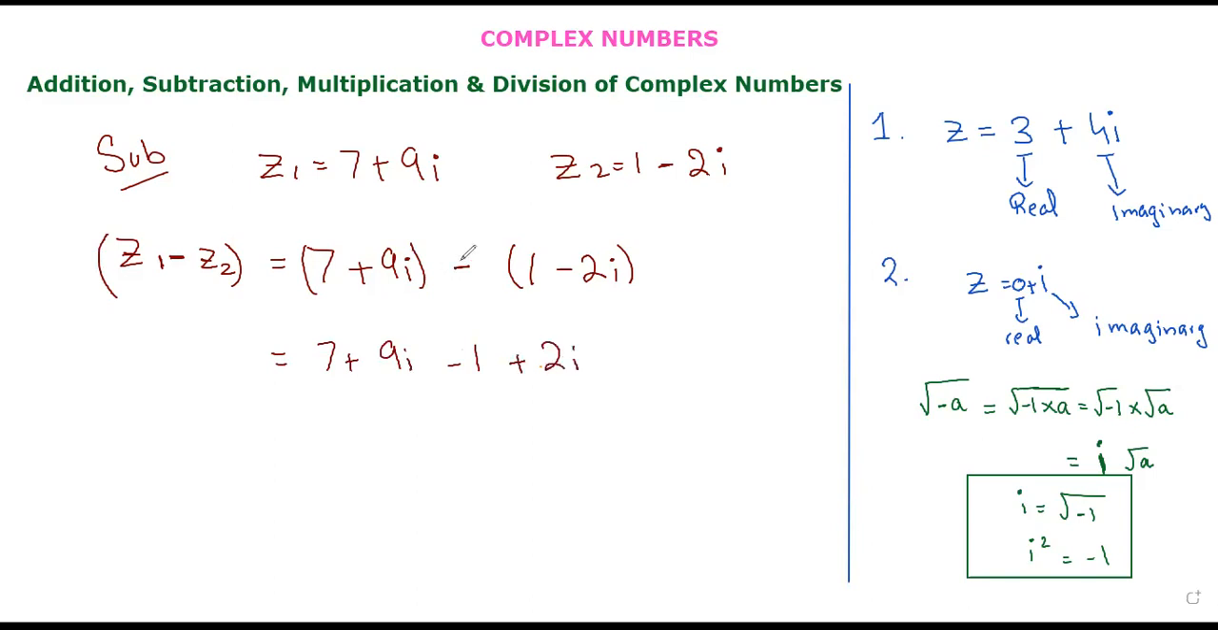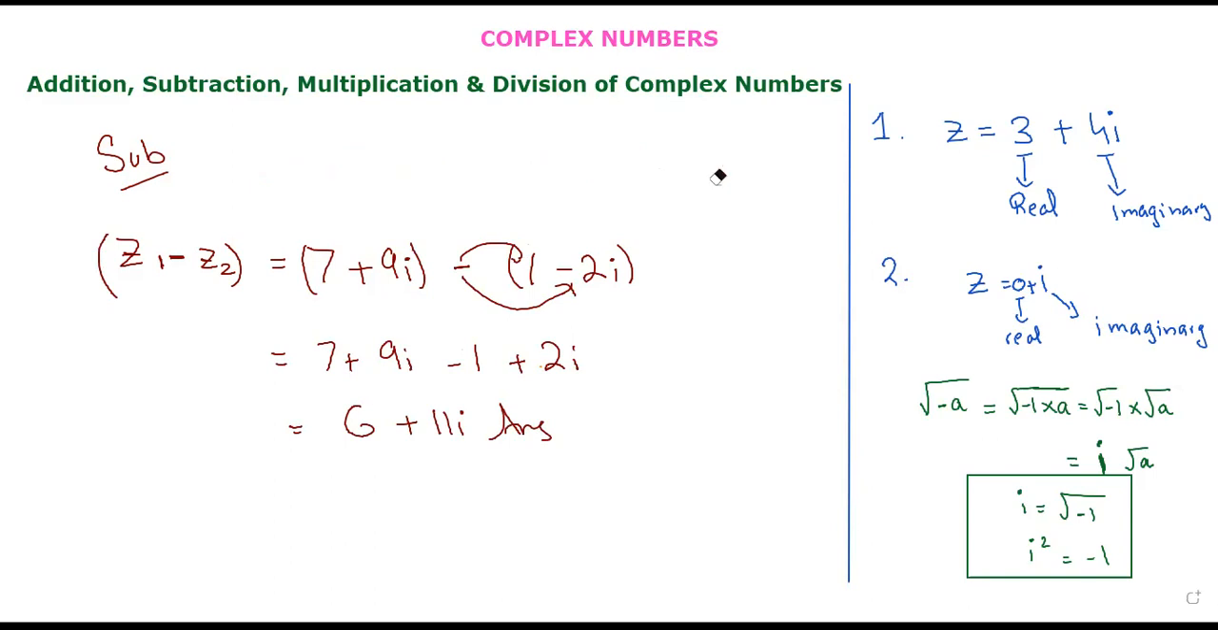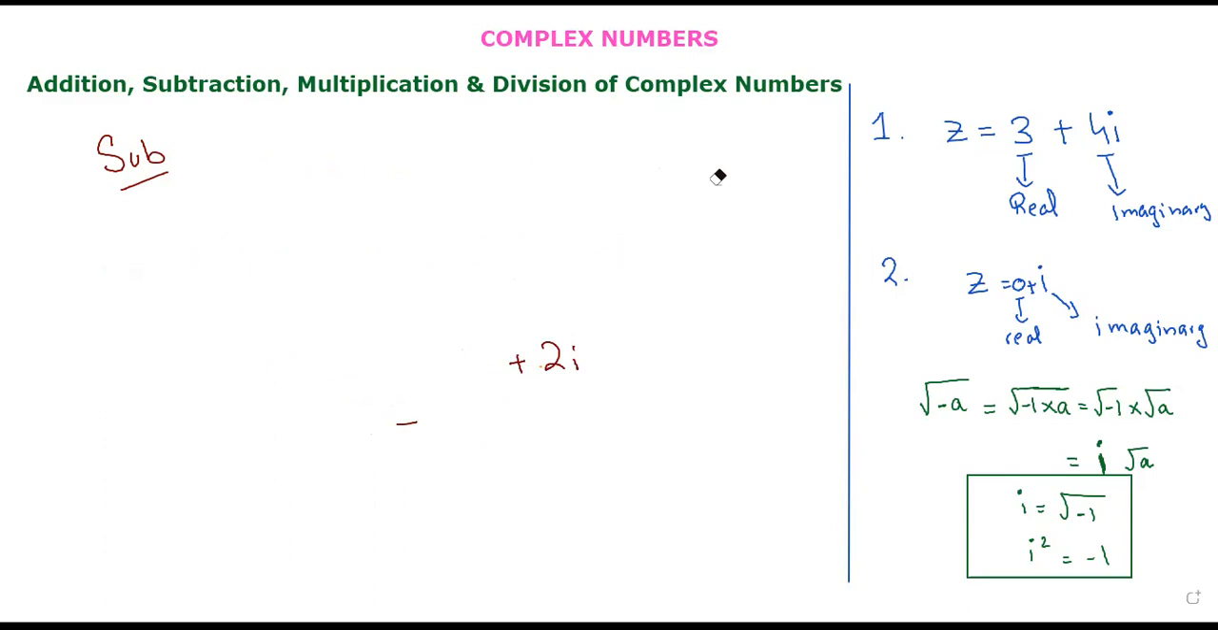Minus into 1 would be minus 1, minus into minus 2 iota would be plus 2i. This is going to give me 6 plus 11i. Very well done. So we are clear with this as well, right? Okay, so addition and subtraction was easy. Just add and subtract real and real, imaginary and imaginary, and write down the answer. Okay, let's talk about multiplication then.